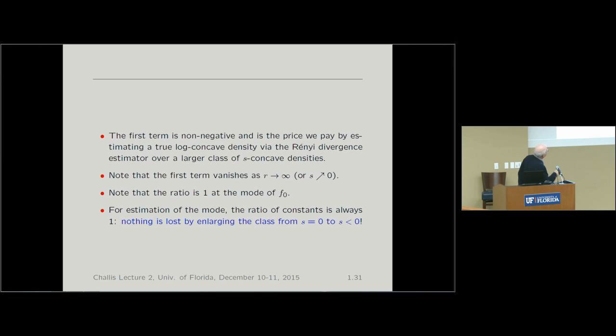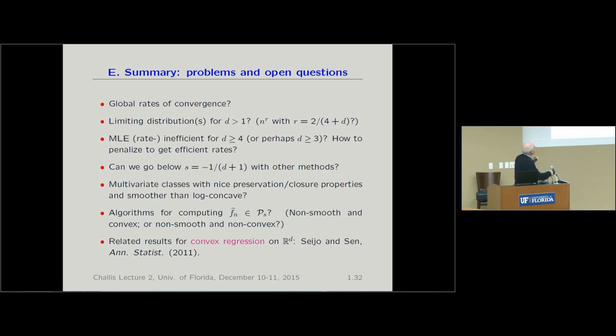The ratio is 1 at the mode. And for estimation of the mode, the ratio of constants is always 1 and nothing is lost. So that's kind of a reassurance. I'm not paying too big a price by going down to s negative for estimating a point or for estimating the mode. That's the bulk of my talk.